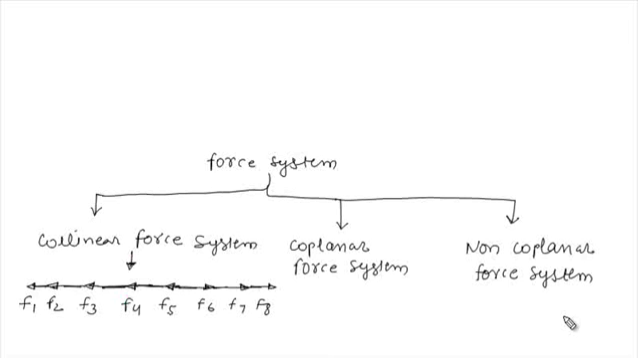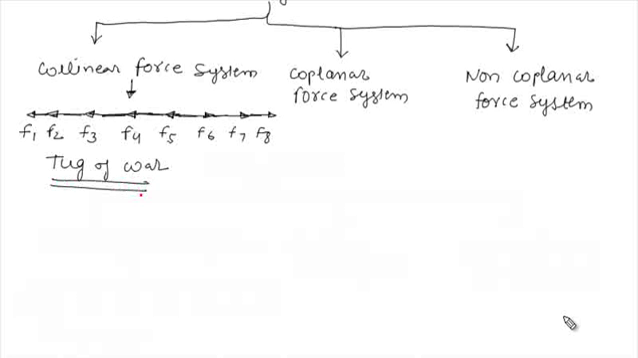A very good example of a collinear force system is tug of war, in which the line of action of the force applied by the members of each team will be along the rope, on the same line of action. So we can say that tug of war is a very good example of a collinear force system. Similarly, coplanar force system means all the forces will be in the same plane.